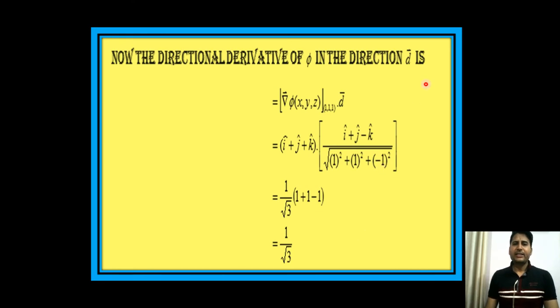So finally directional derivative, once again I am repeating, it should be d cap, not vector d. So do the dot product the same, 1 square plus 2 square plus 1 minus 1 square, it will become root of 3. Product i into i is 1, j into j is 1, k into k is minus 1 due to this. So 1 cancel, 1 over root 3. So 1 over root 3 is the directional derivative for the given surface in the direction d.